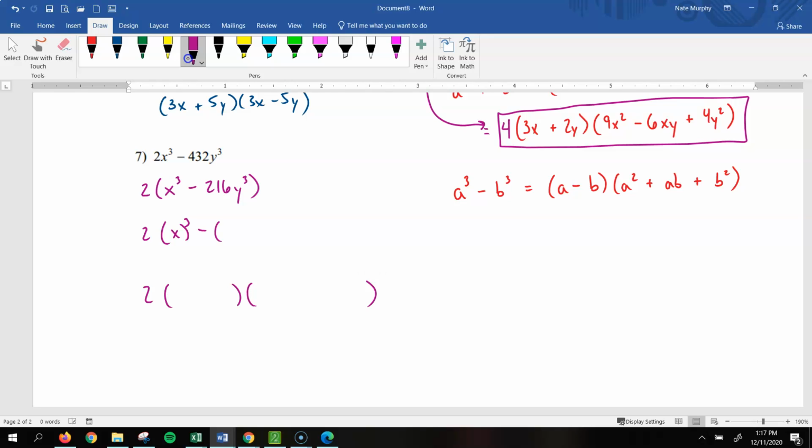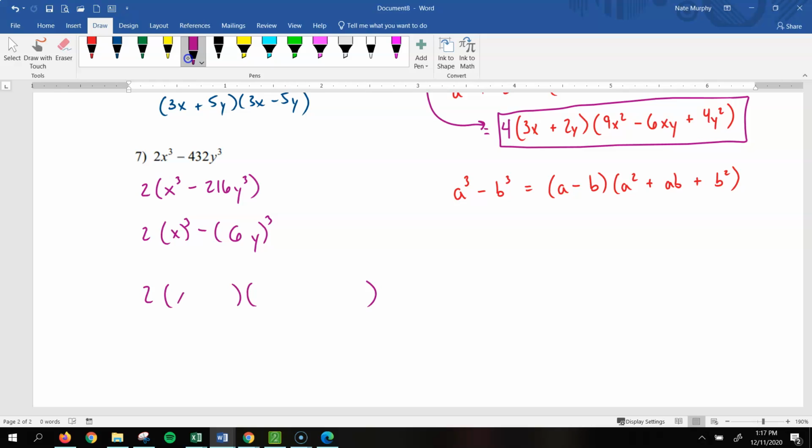So now we have to figure out, well, what would I cube to get 216y cubed? Well, obviously, we're going to have a y in there because y cubed would be y cubed. Well, what would I cube to get 216? Sometimes you have to do just trial and error if you don't have these memorized. And 6 cubed is 216. So our a value is x, our b value is 6y.